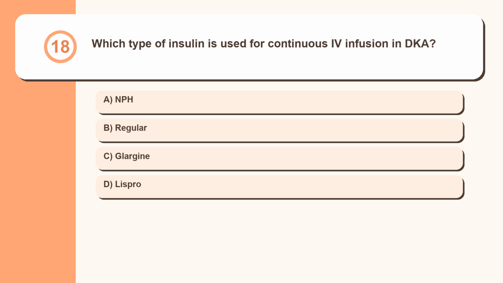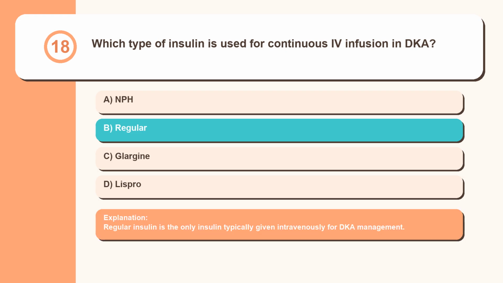Question 18. Which type of insulin is used for continuous IV infusion in DKA? NPH, regular, glargine, lispro. Regular insulin is the only insulin typically given intravenously for DKA management.